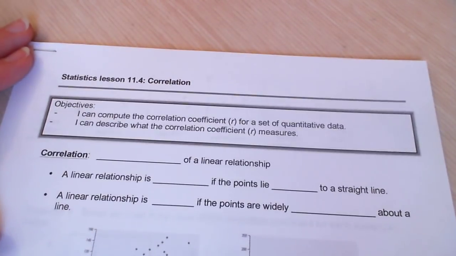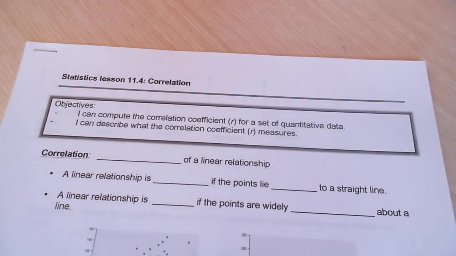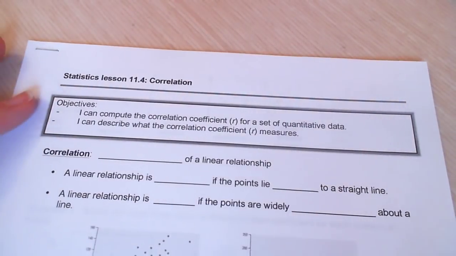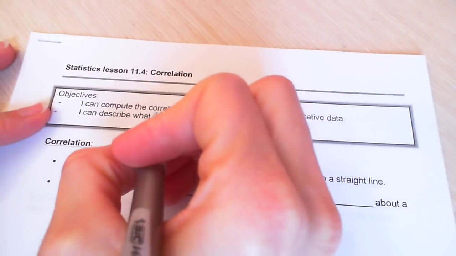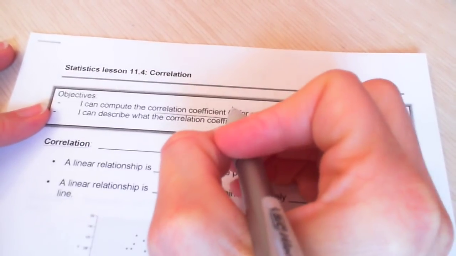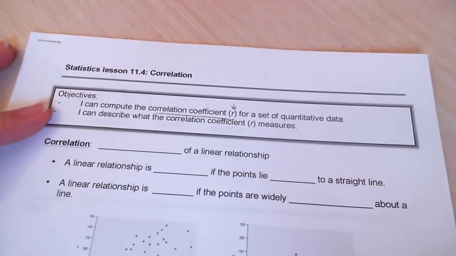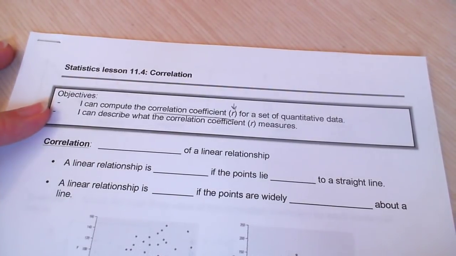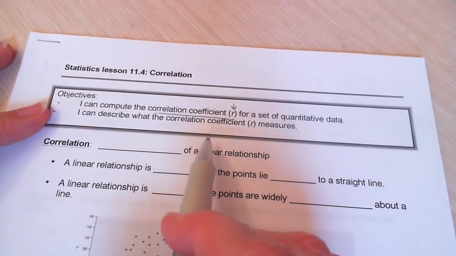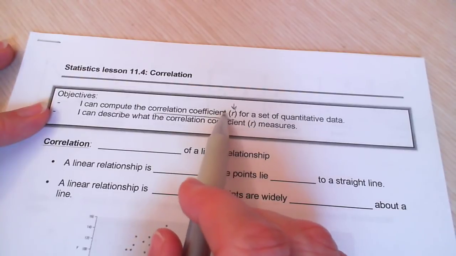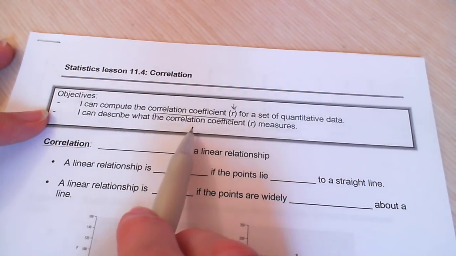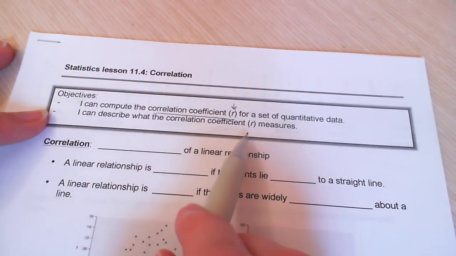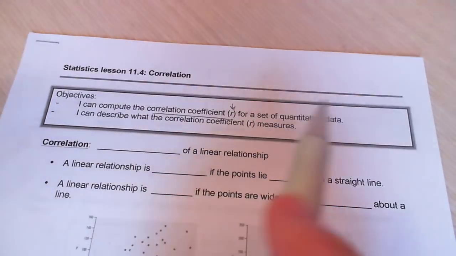This video is for lesson 11.4, which is correlation. So this is what we're going to be talking about. I can compute the correlation coefficient, which we refer to as R. Doesn't sound a lot like it goes with the definition, but that's the symbol we use, R, for correlation coefficient. And I can describe what the correlation coefficient, or R, measures.